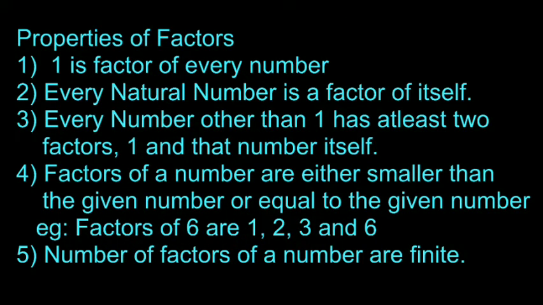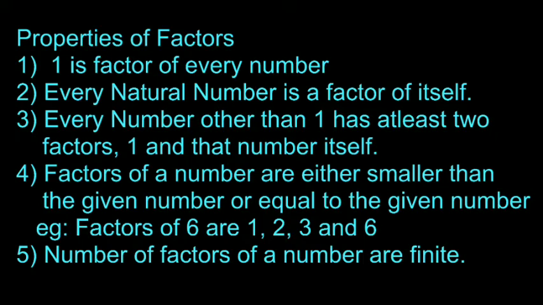Now let us see the properties of factors. First property, 1 is a factor of every number. So any number you take, you can divide that number by 1. So 1 is a factor of all numbers. Second property, every natural number is a factor of itself. If you take any natural number 1, 2, 3, etc., that number itself is a factor of it. For example, 2 is a factor of 2, 3 is a factor of 3, 4 is a factor of 4, like that.